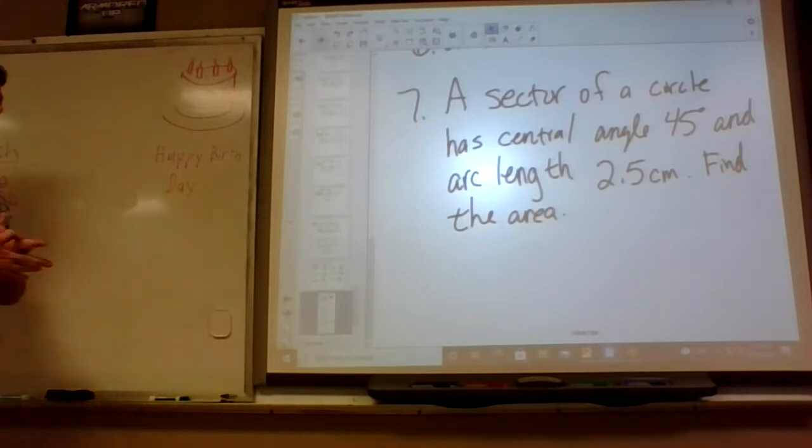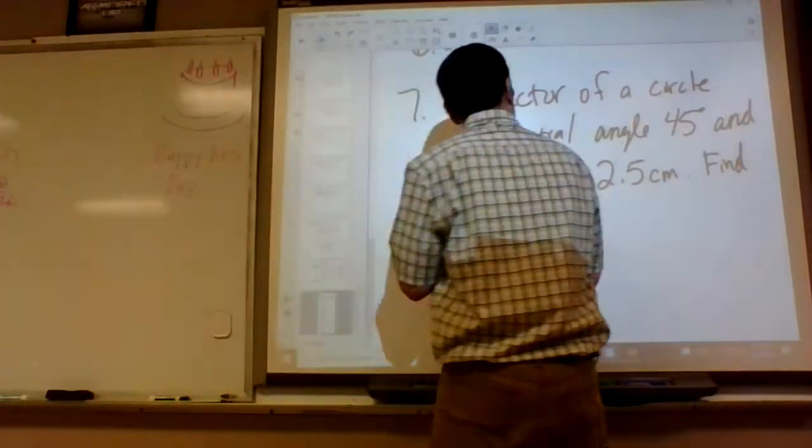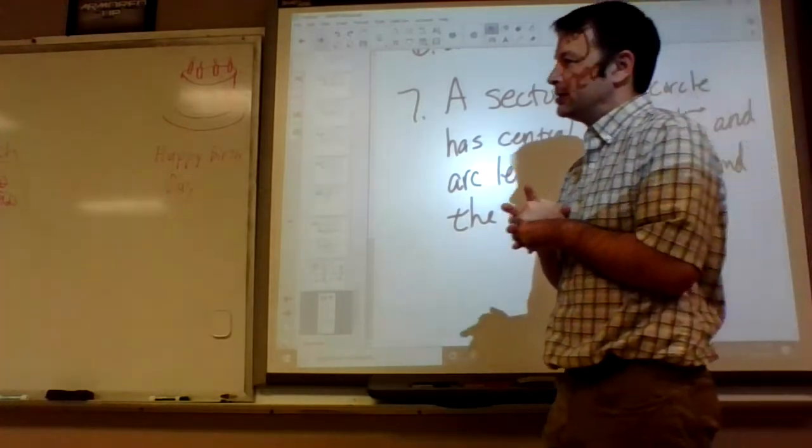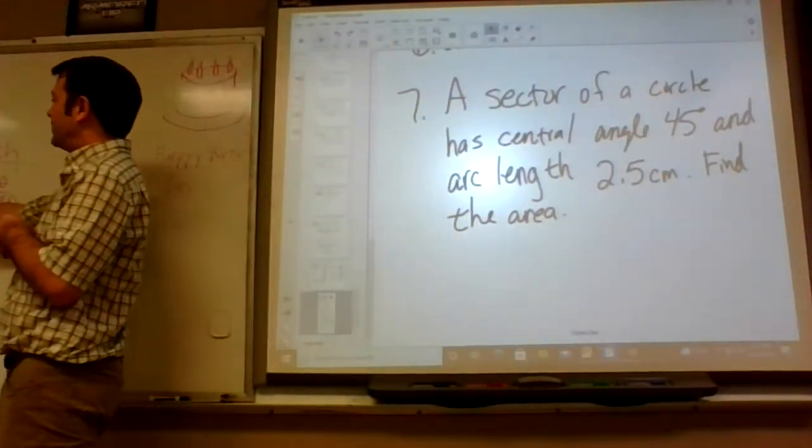Alright. Okay, so 7's kind of tricky. They start by telling you the arc length. You can work backwards to find the radius, and then you plug the radius in to find the sector area.